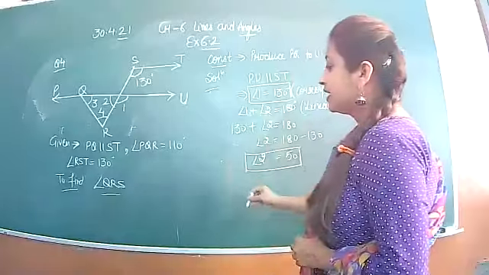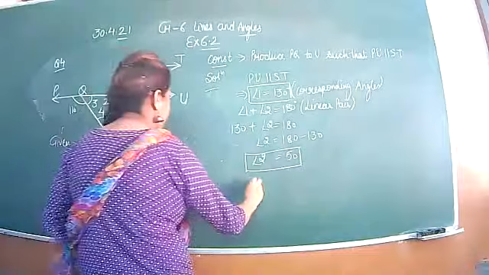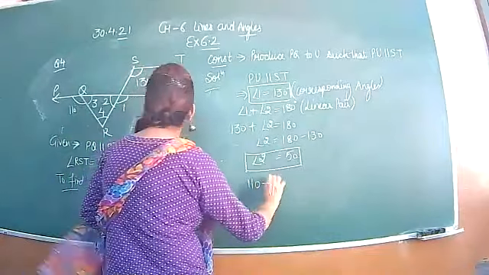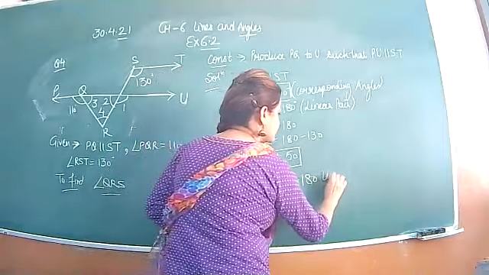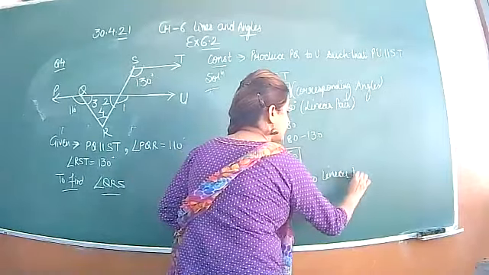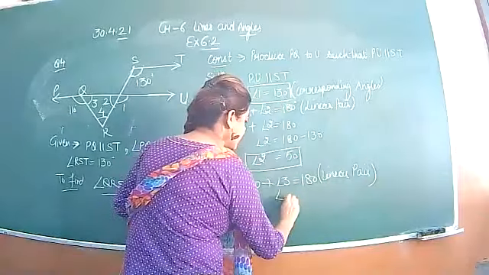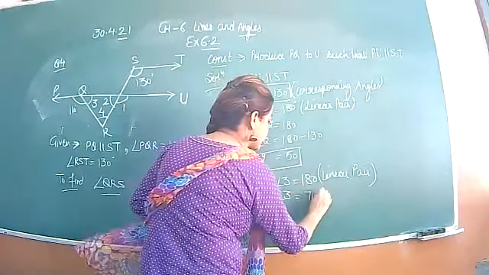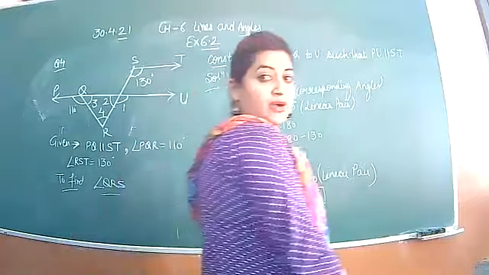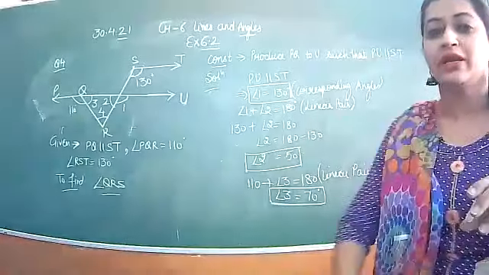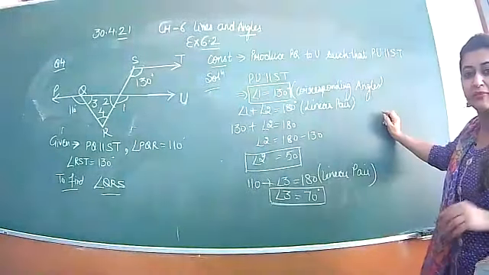Angle 3, this angle was 110. So 110 degrees plus angle 3 is equal to 180, that is linear pair. So angle 3 is equal to 70 degrees. So 3 we have got as 70 degrees. 1, 2 and 3 we have got. Now let's find angle number 4. How will you find angle number 4?